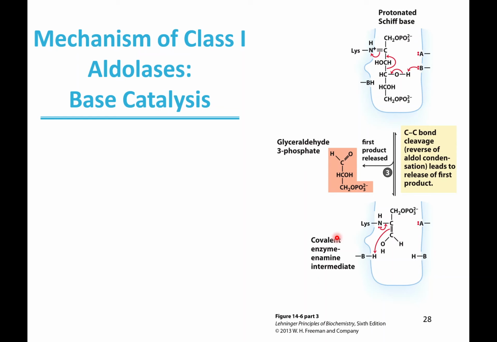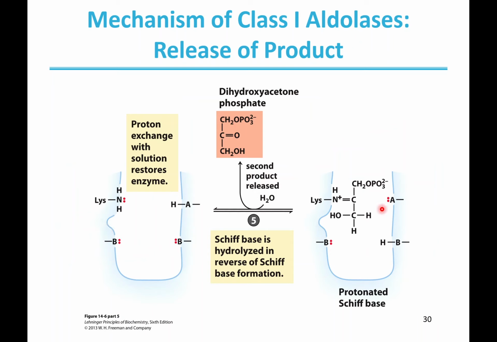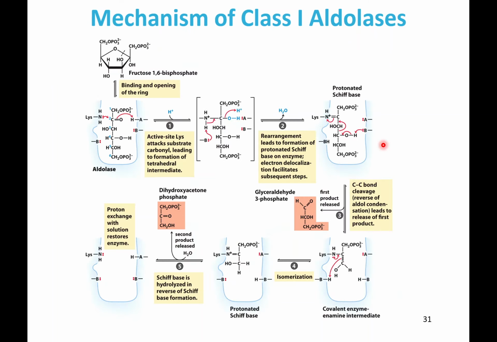Then you have an isomerization step where the carbon-carbon double bond that was formed rearranges again into a Schiff base. And then the Schiff base is hydrolyzed, and the dihydroxyacetone phosphate leaves as the second product of this reaction. Okay, so this is the overview of that reaction.